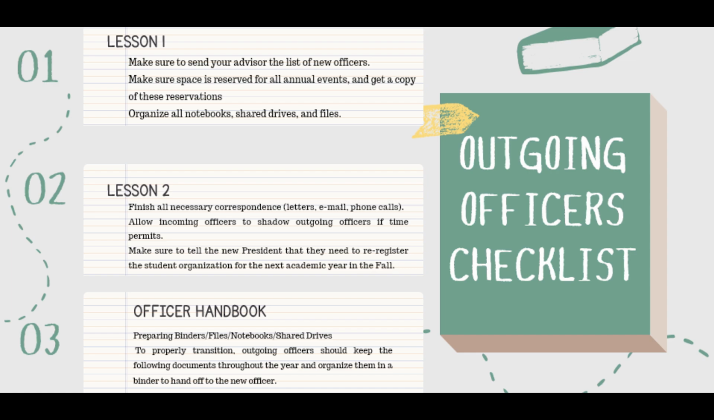And then an officer handbook. This is really good. This goes back to organizing notebooks and files, but having an officer handbook that could be a binder, it could be a shared drive, and it has all the properly transitioned information. Outgoing officers should keep the documents up to date throughout the year. So then when you hand it over, it's already complete, as opposed to you trying to get all of that information together at once. So throughout your term as an officer, make sure you're keeping up with all your events, who your contacts were, things of that nature, so that you're not having to do it at the end and it's ready to give over to your new officers.